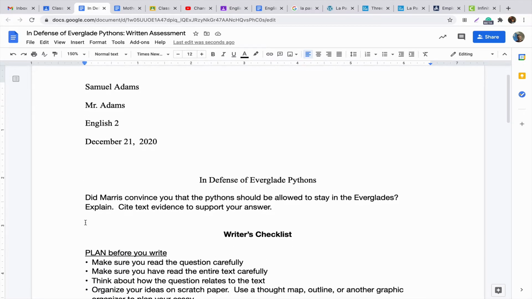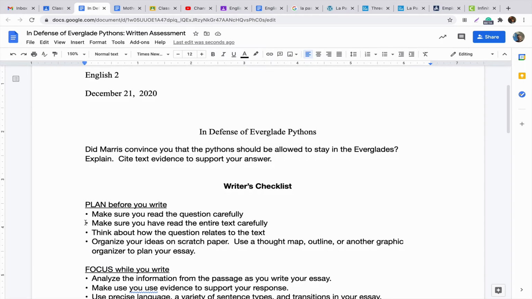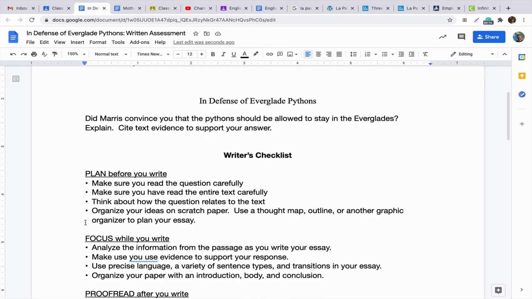And here's the prompt. Did Maris convince you that the pythons should be allowed to stay in the Everglades? Explain. Cite text evidence to support your answer. Writer's checklist. Plan before you write. Make sure you read the question carefully. And this is where we're going to start today.